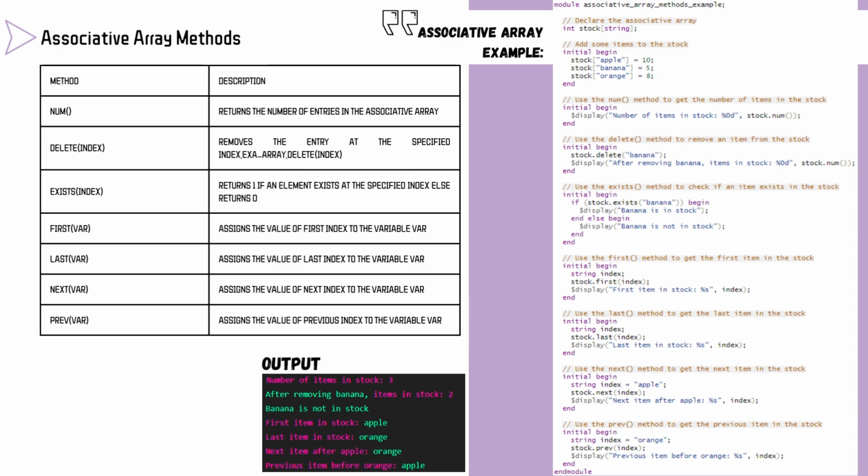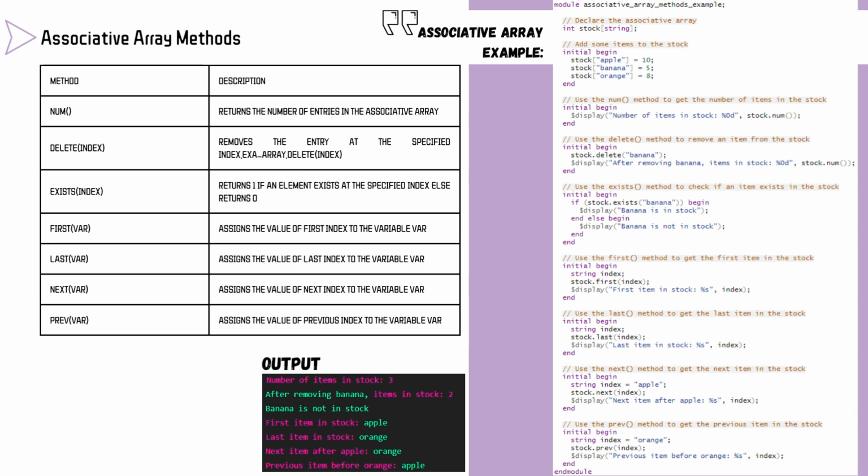Exists, index. This method checks if an element exists at the specified index. If an element exists, it returns 1, otherwise it returns 0. For example, if we want to check if there is an element stored at index 5 in the associative array ex_array, we can call ex_array.exists(5).